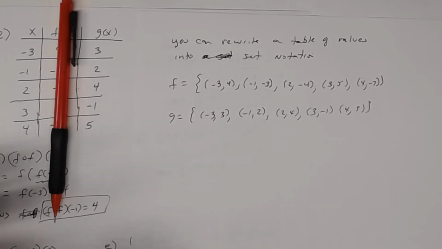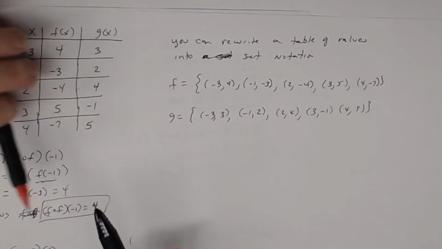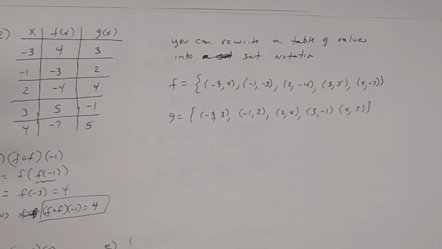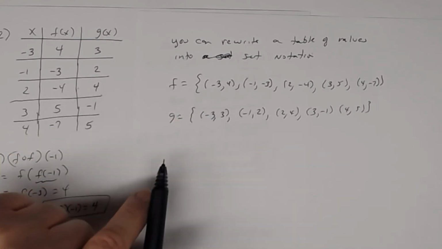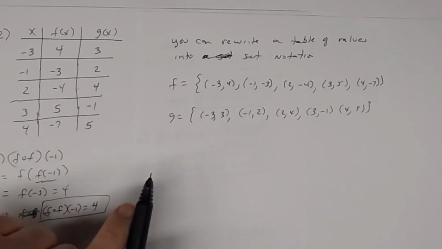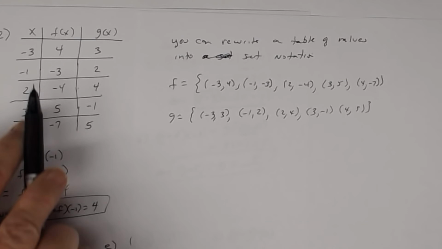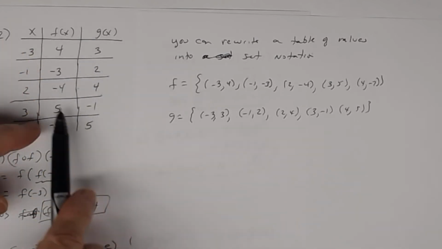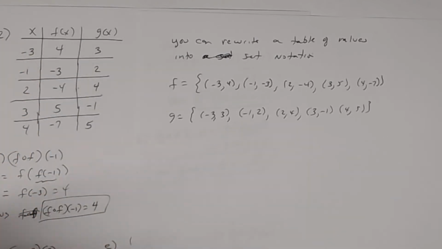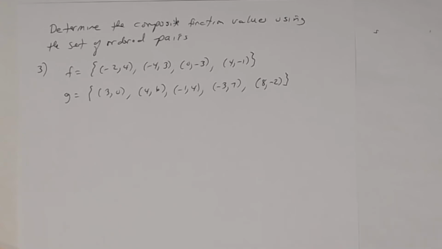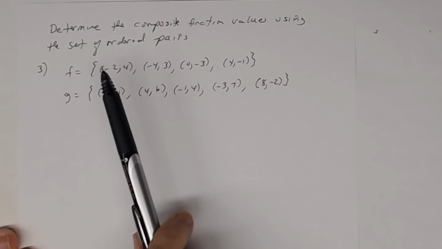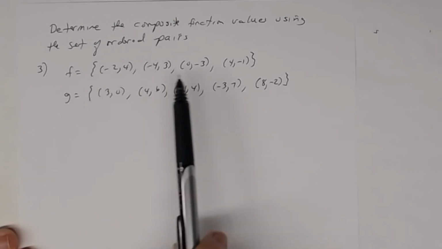So let's go ahead and do a couple examples using set notation where we're finding compositions. It's the same idea except using a set of ordered pairs, or set notation, I should say, because you can think of this as a set of ordered pairs. All right, so let's look at number 3. It says determine the composite function values using the set of ordered pairs. So I have a set of ordered pairs.